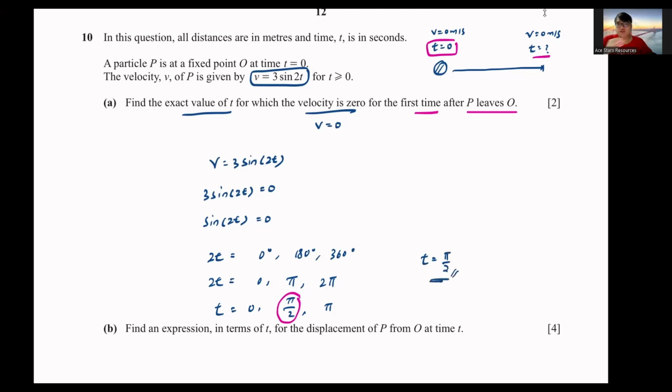So the wanted answer is naturally t is equal to pi over 2, because we don't want 0, right? 0 is where it started, so we want to know when the particle first stopped after leaving O. It has to leave its initial position. So time is equal to pi over 2. That is the exact answer.